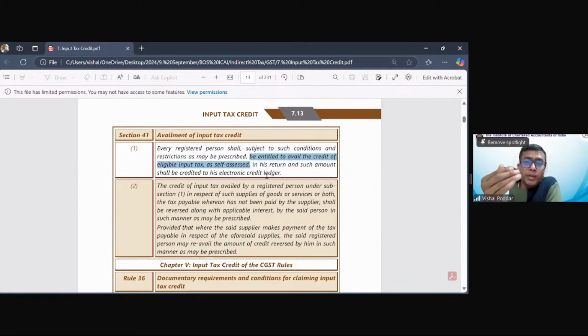So 16 said that you should be a registered person. 16.1 saying registered person and these goods or services are for the purpose of business, then you take the credit. And 41 adds one more condition, not condition, I'll say it is just a continuation of 16. At the moment you satisfy 16 conditions, these credits will become eligible. But remember, you are taking this on your own assessment. Means, sir, it need not be the final confirmed credit. It is the credit as per your self-assessment.